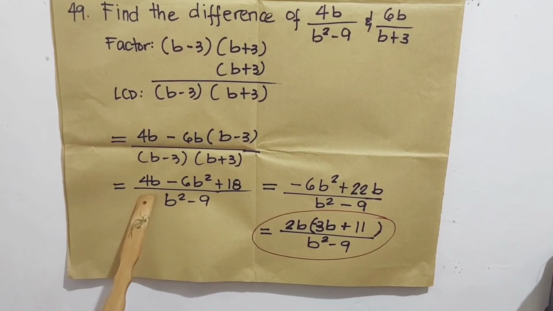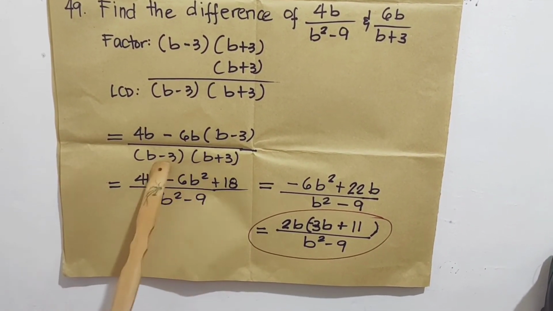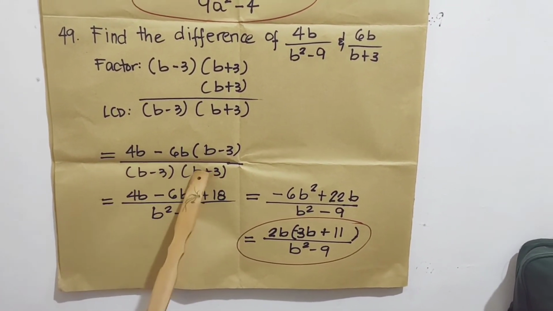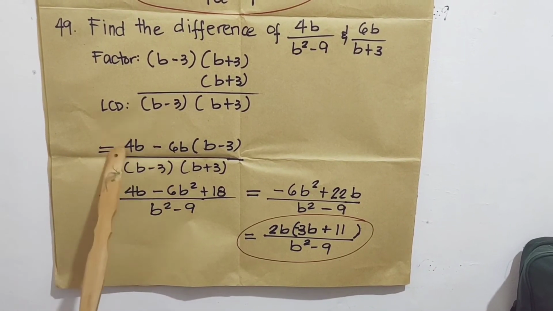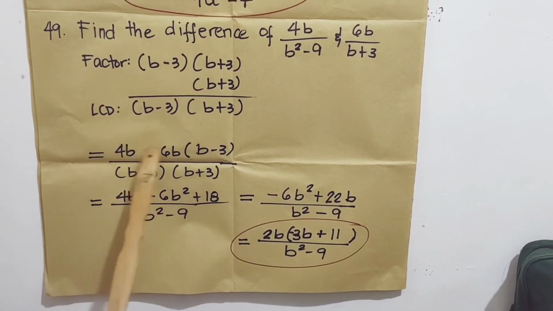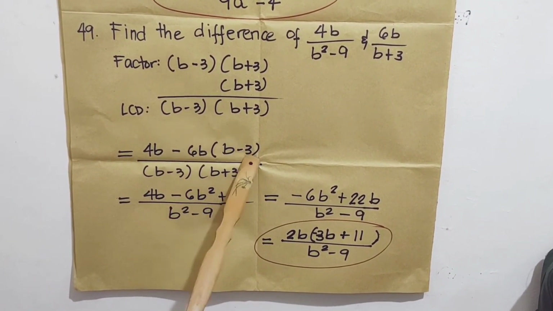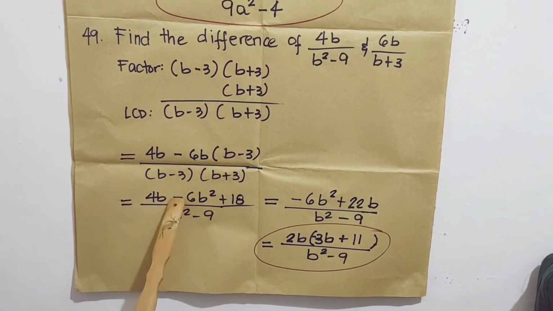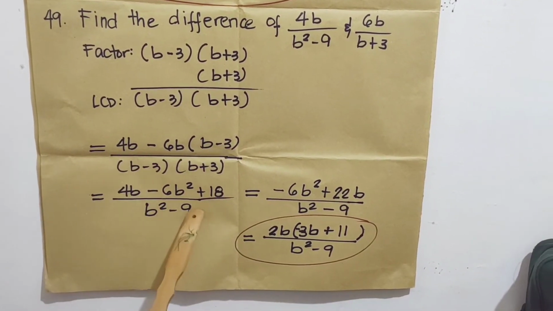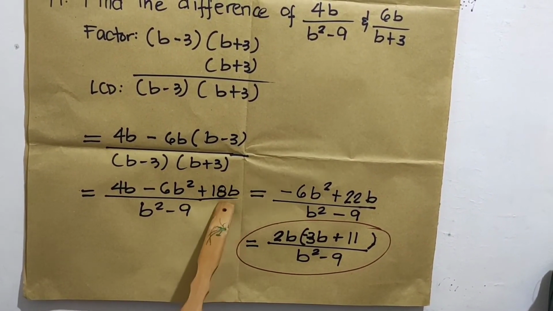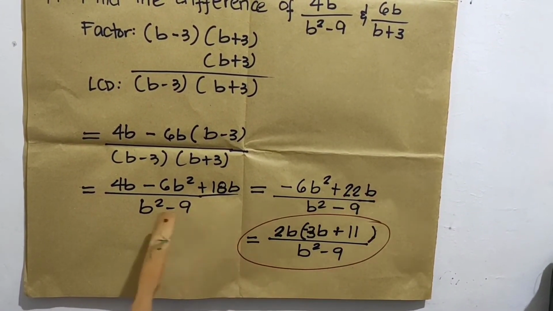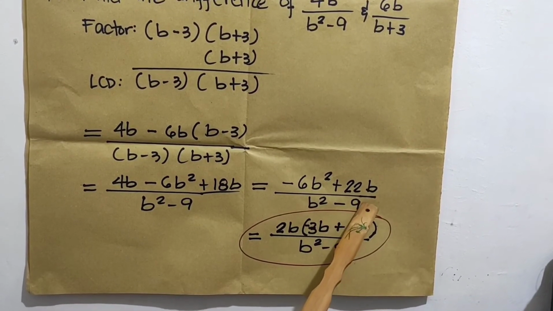And then the next step is to simplify this one. The result of this is b squared minus 9, just copy b squared minus 9. We have to combine this, finding the product. Now this numerator, we're going to simplify. We are going to multiply this, negative 6b times b, we have negative 6b squared, and negative 6b times negative 3, so we have positive 18b. Simplify again, we have negative 6b squared, then 4b plus 18b equals 22b, copy the denominator, b squared minus 9.